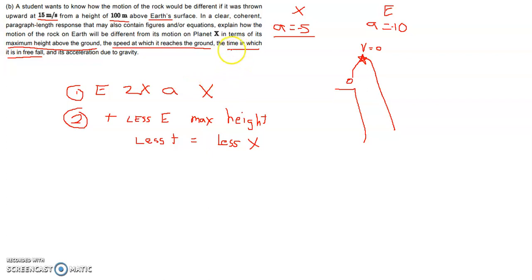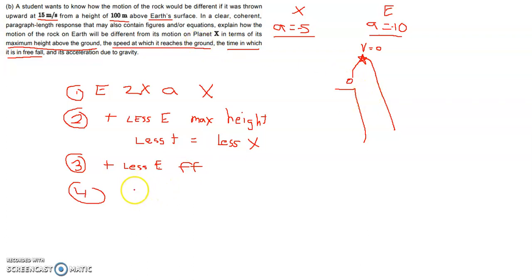This also means the time in which it is in free fall. Okay? We just said that there's greater acceleration here, so the time it is in free fall will be less on Earth. Time less on Earth, free fall will be less. This is Earth. Okay? Now we got to talk about this. The speed at which it reaches the ground. Okay? The speed at which it hits the ground.